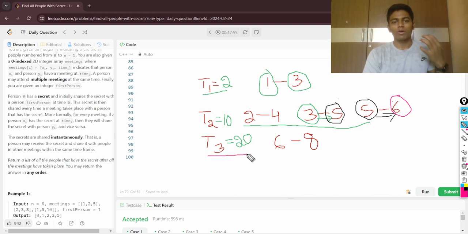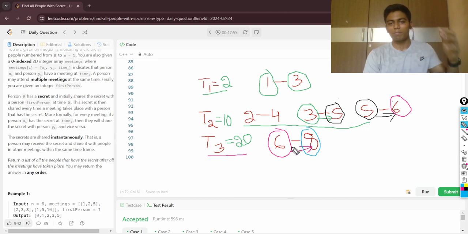and then after that we'll come back to time t3, which is going to be 20, and then at this particular time 6 knows the secret, so he is going to spread the secret to 8 person, and then this 8 person will be picked up in the next iteration. In the next iteration, we'll check whether there are any people connected to this side who don't know the secret. There is none of them, so it is going to stop here.